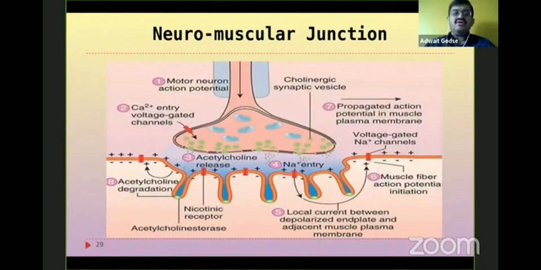And then you have to know about the structure of the neuromuscular junction. What happens here? Just pay attention over here. Calcium is essential for exocytosis of vesicles.